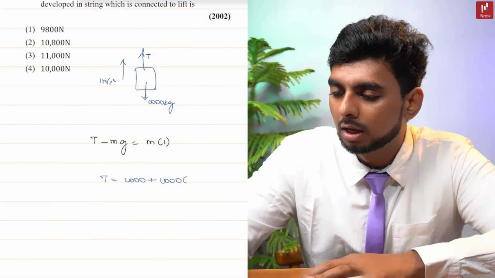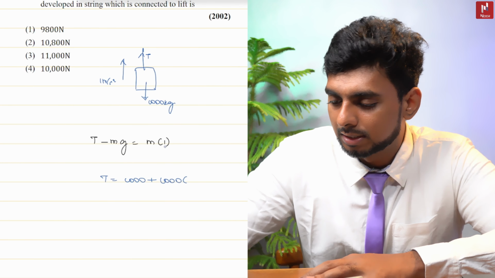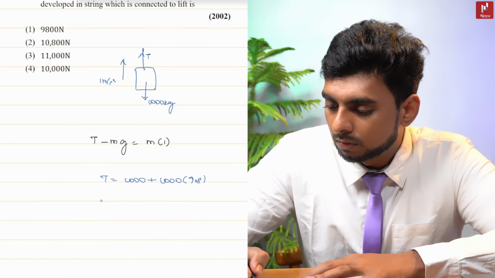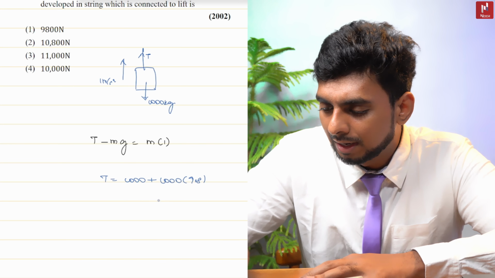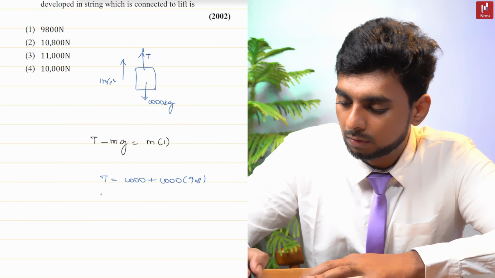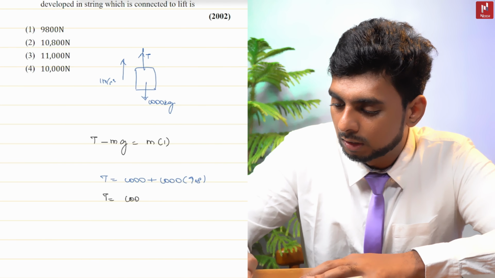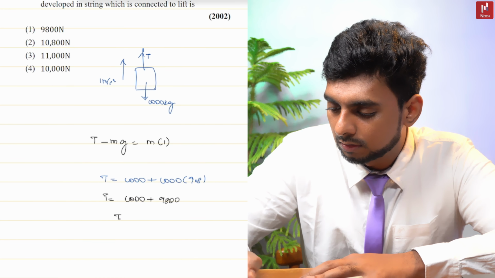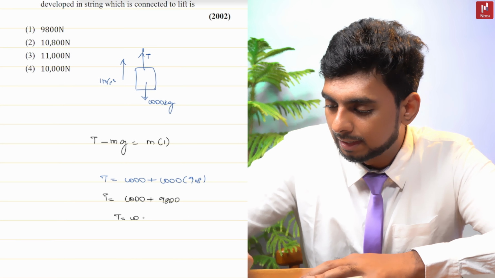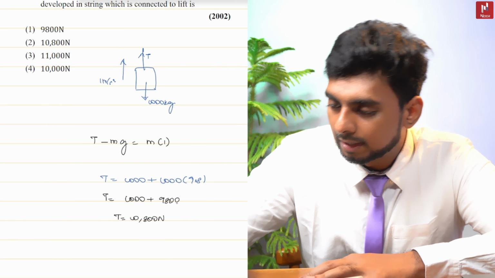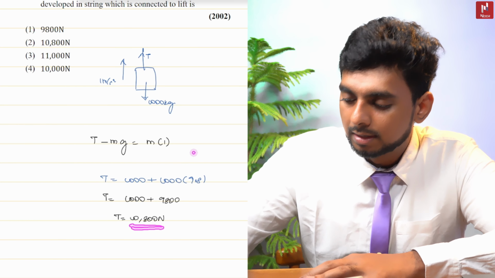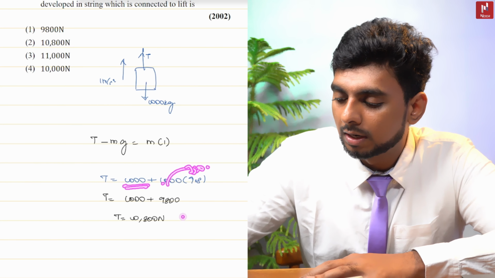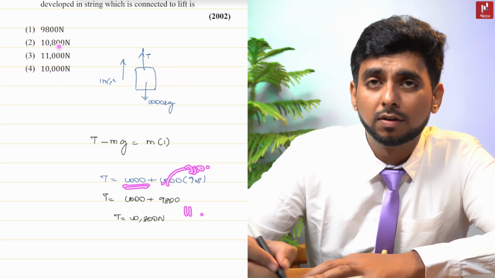So here one thing is 1000, and the other one will be 1000 times 9.8. Okay, so you will have 9800 plus 1000, right? So tension T will be equal to 1000 plus 9800. If you add those two things, you will have 10,800 Newton. Okay, so 10,800 Newton is my answer, right? See, if I just substitute 10 here, you will have 10,000, and then 1000, you'll end up getting 11,000. In this situation, you have got two options.